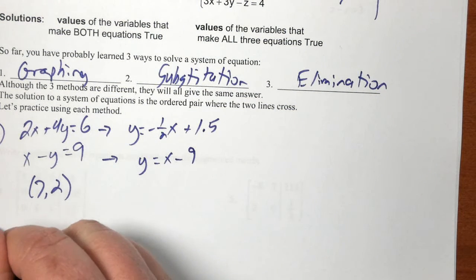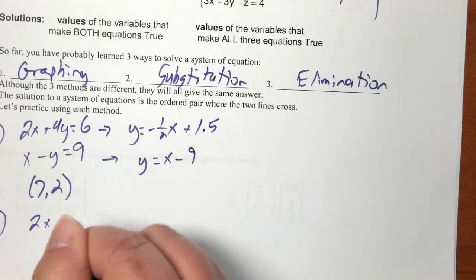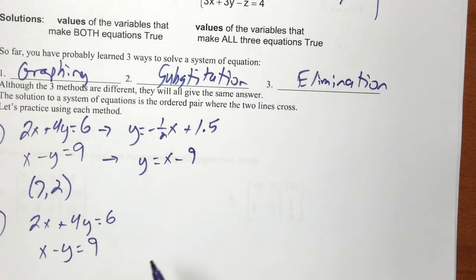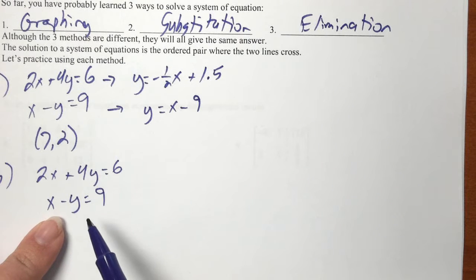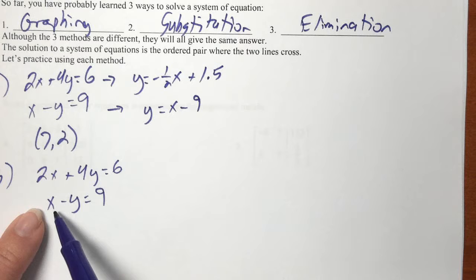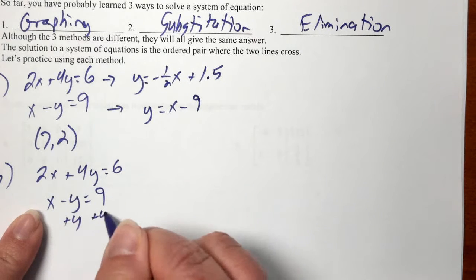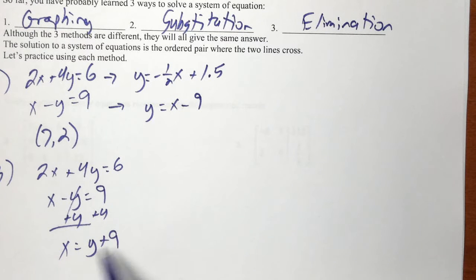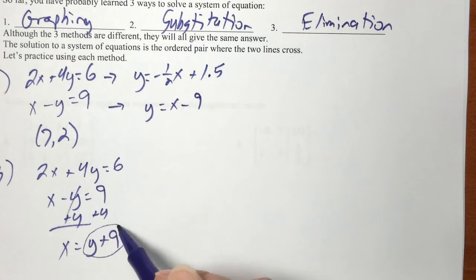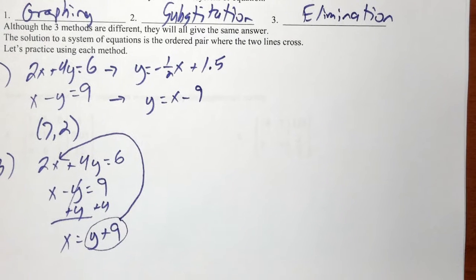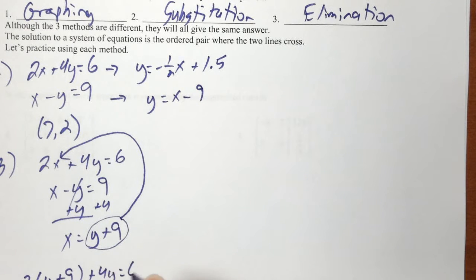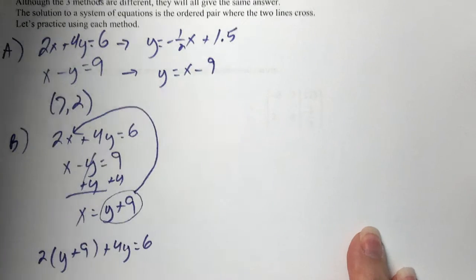Substitution and elimination, so let's do substitution. Substitution, you get one variable by itself in one of your two equations. So I think it would be easiest to isolate this x. So I could add y to both sides here, and I would get x equals y plus 9. And then I can substitute y plus 9 in the place of x in the other equation. So if I put y plus 9 in place of x in the other equation, I'd have 2 times y plus 9 plus 4y equals 6. We can solve that equation and we'll know what y is.